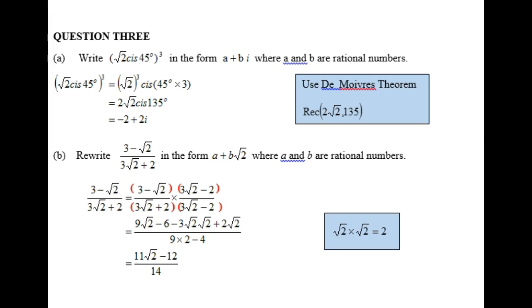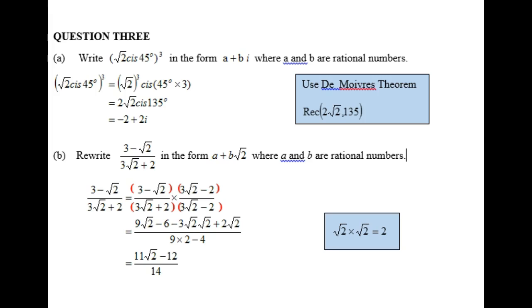In question 3a, we're going to use de Moivre's theorem. And so root 2 cis 45, cubed, becomes root 2 cubed, cis 45 times 3. Another way of writing root 2 cubed would be just 2 times root 2. To change that into the rectangular form, we use our calculator, and I've just entered it as rectangular 2 root 2, comma 135, making sure my calculator's on degrees first.